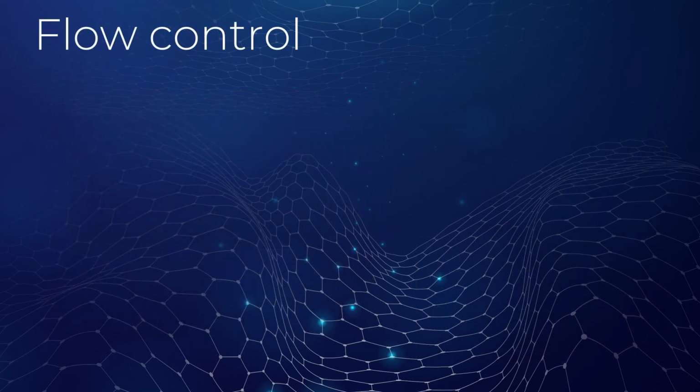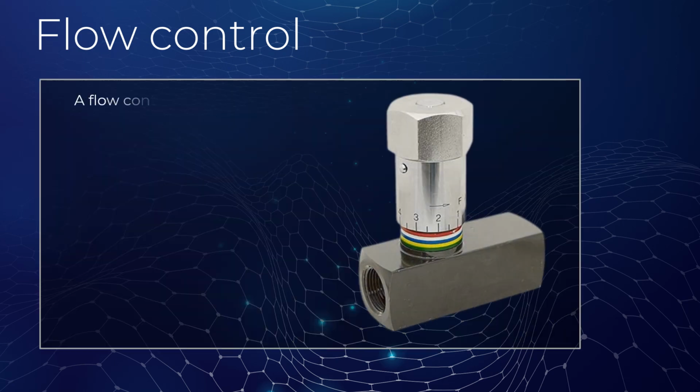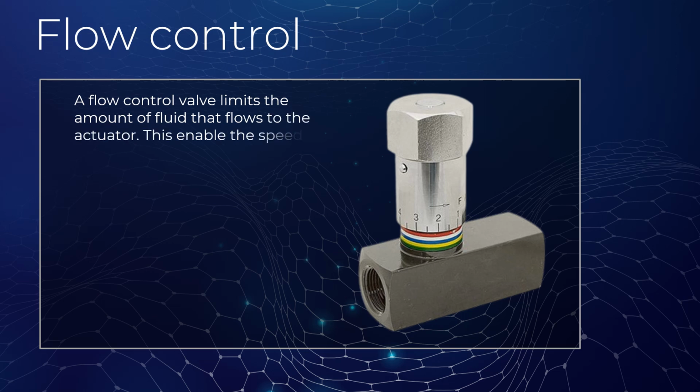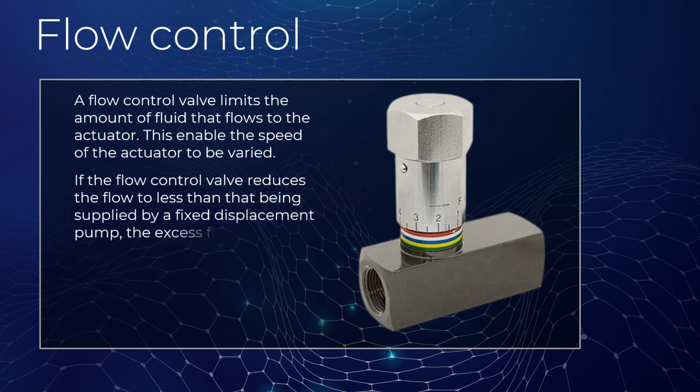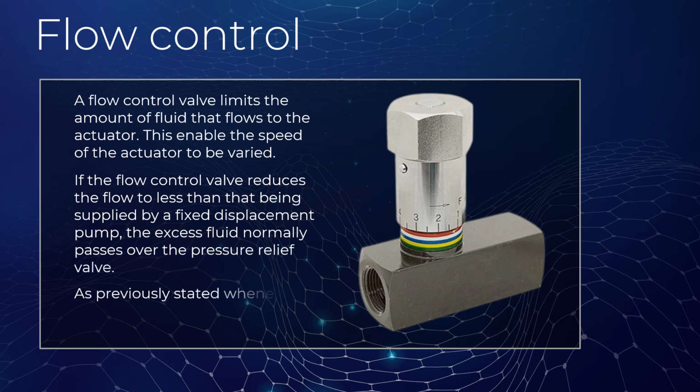Flow control. A flow control valve limits the amount of fluid that flows to the actuator. This enables the speed of the actuator to be varied. If the flow control valve reduces the flow to less than that being supplied by a fixed displacement pump, the excess fluid normally passes over the pressure relief valve. As previously stated, whenever oil passes over the pressure relief valve, heat is generated.